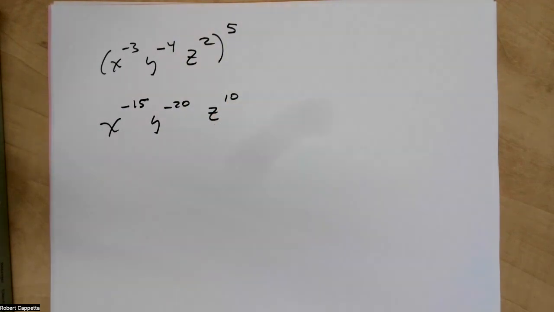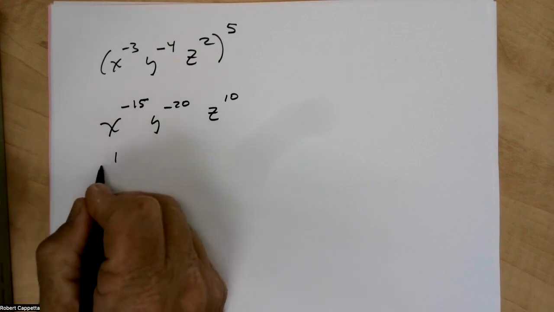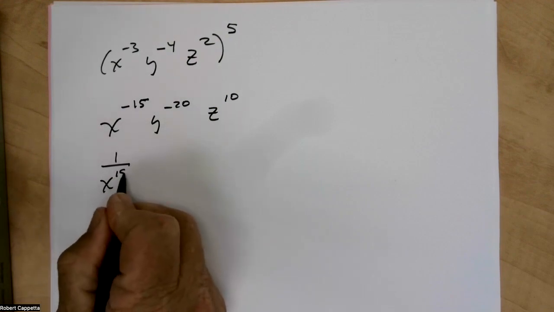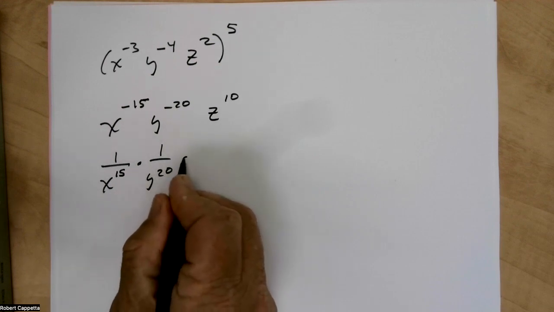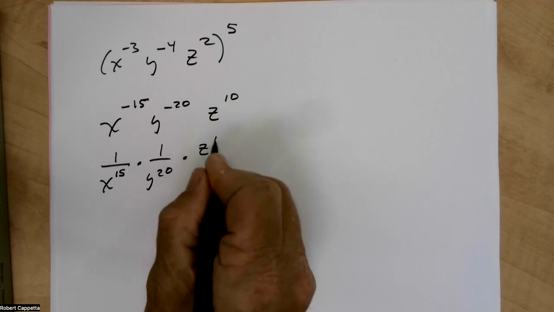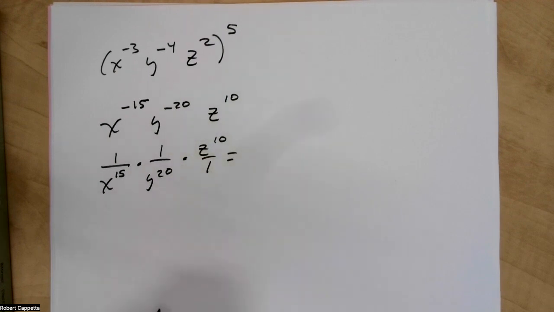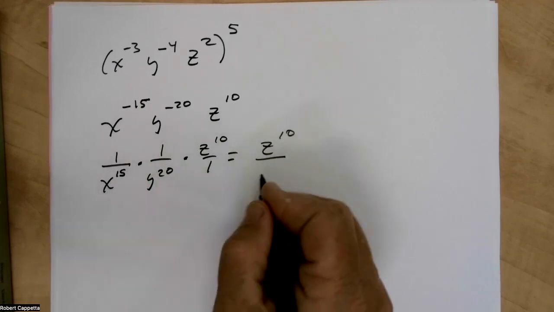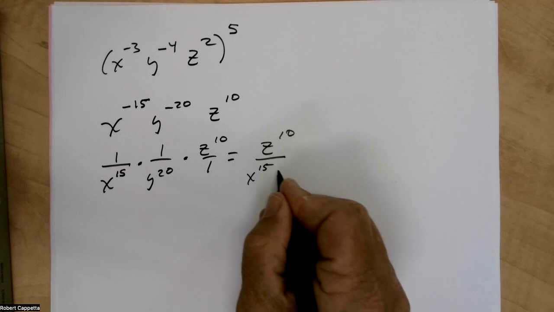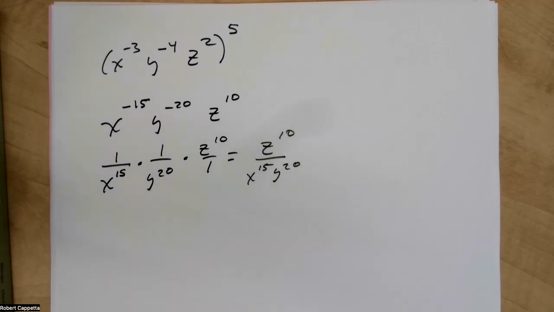Now, what do these things mean? X to the negative 15 means 1 over x to the 15th. Y to the negative 20 means 1 over y to the 20th. What does z to the 10th mean? It means z to the 10th over 1. So if I do this, 1 times 1 times z to the 10th, z to the 10th upstairs, x to the 15th, y to the 20th downstairs, is what we get there. So it's just always important for us to think about the basic rules, but also think about what these things represent. What do they mean?